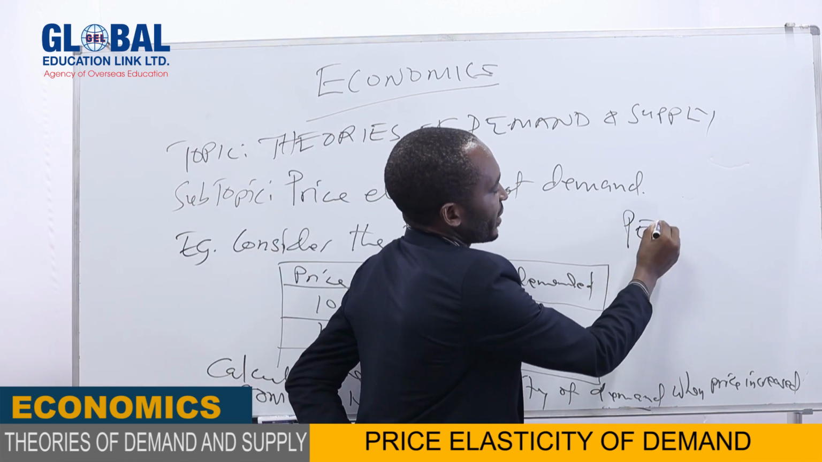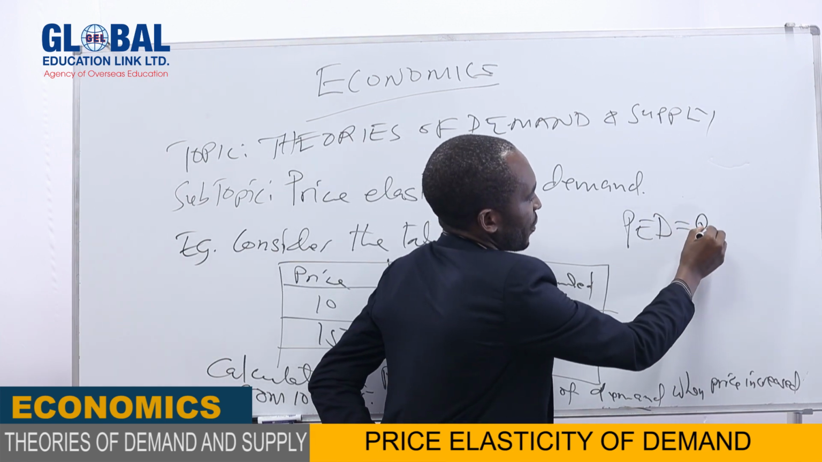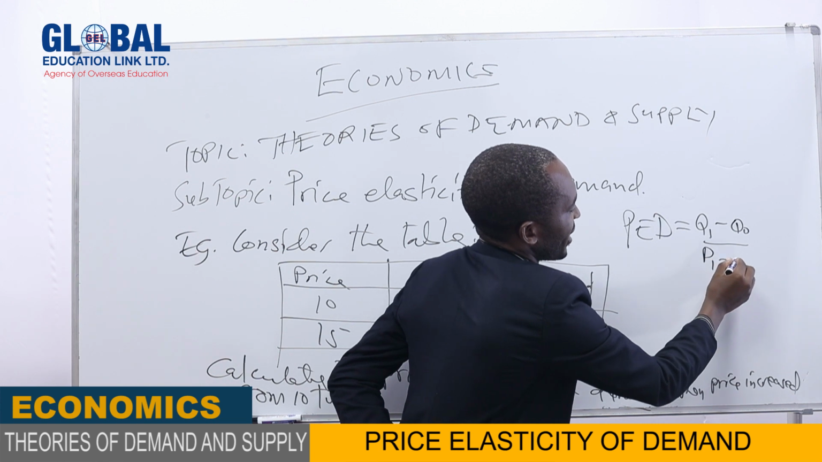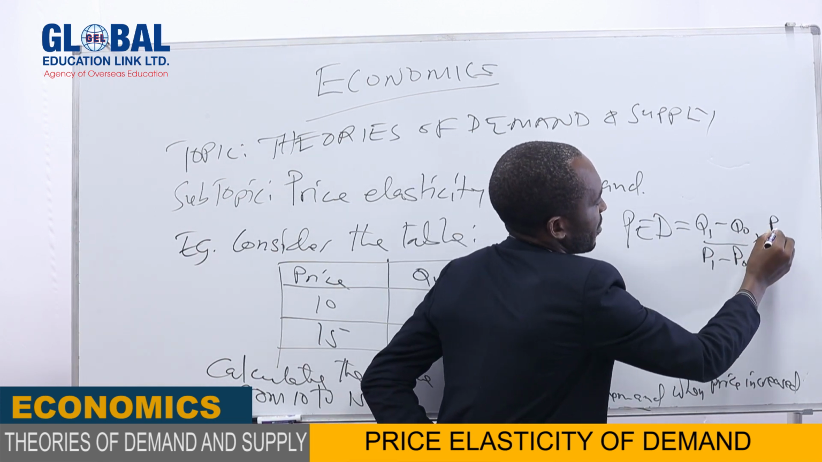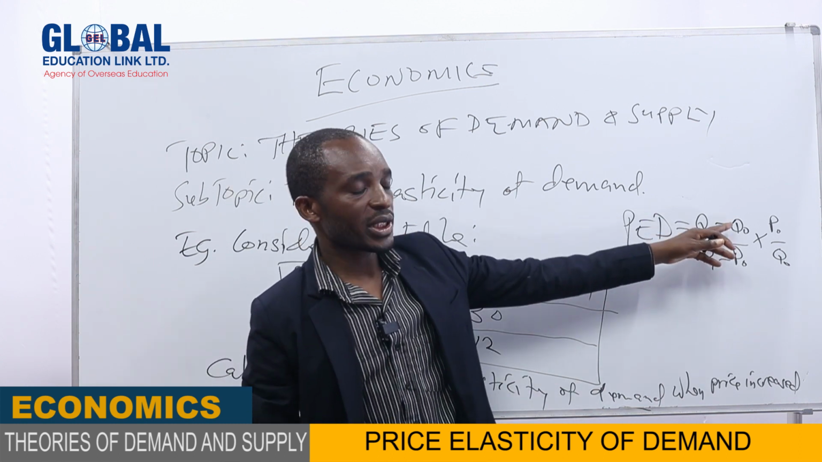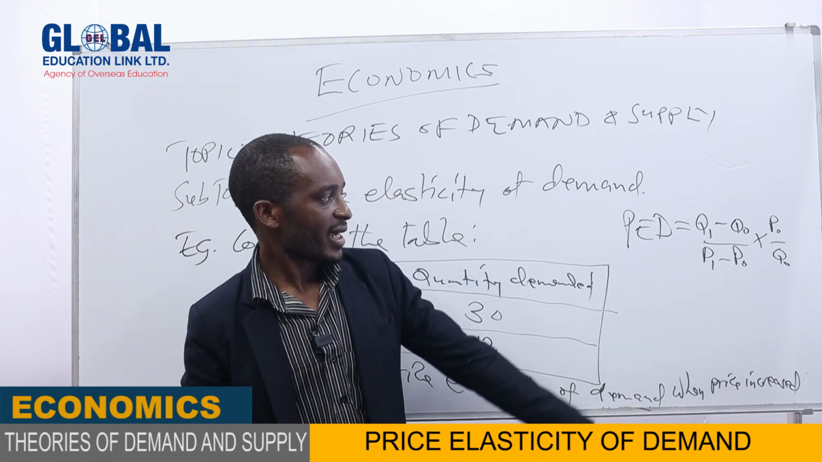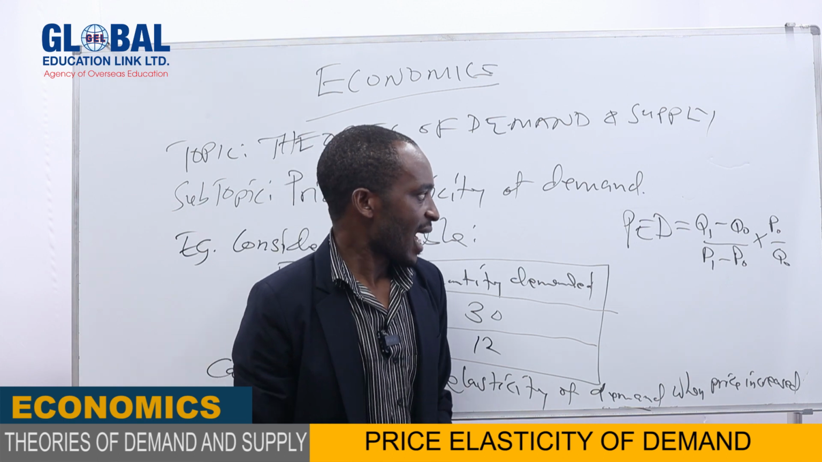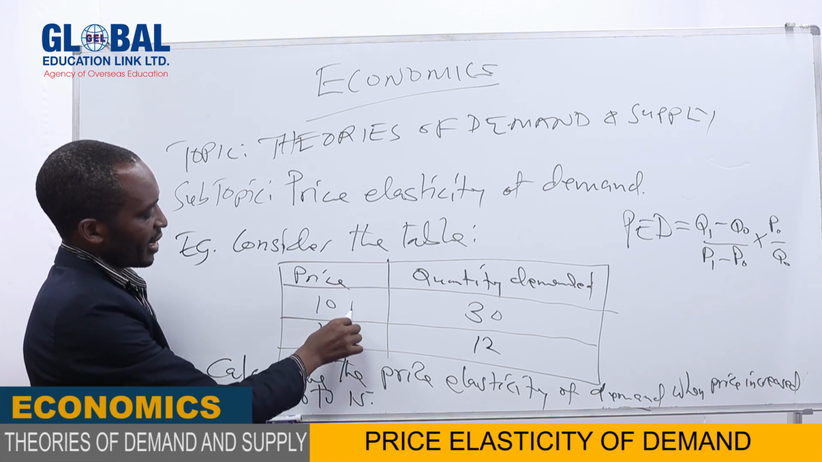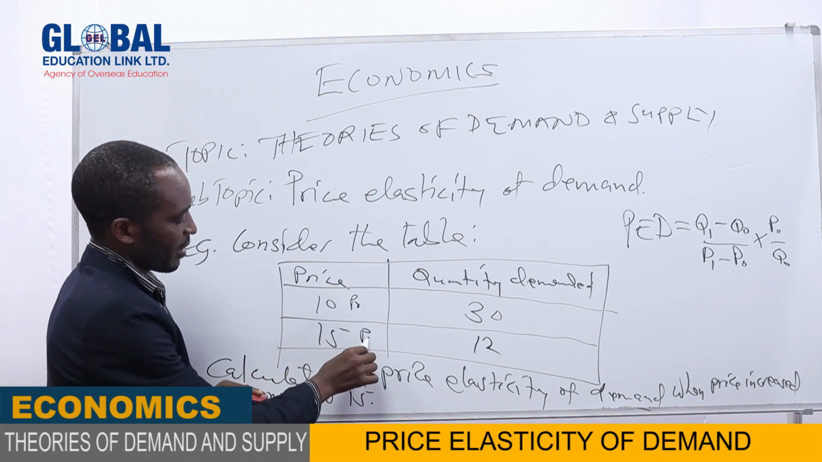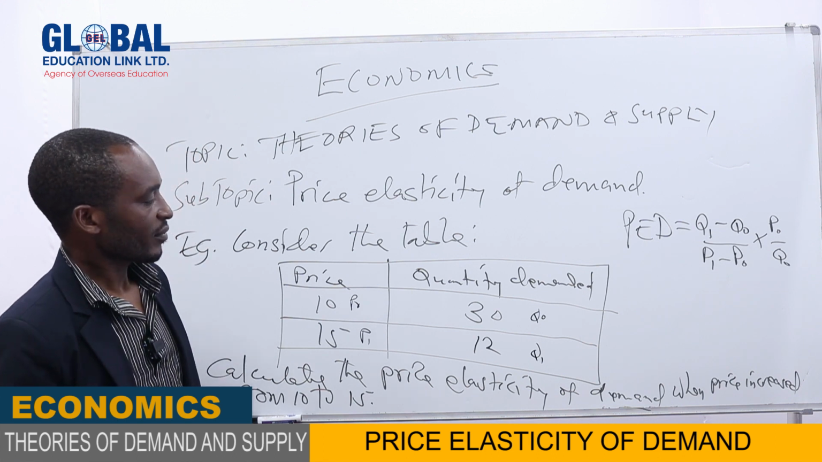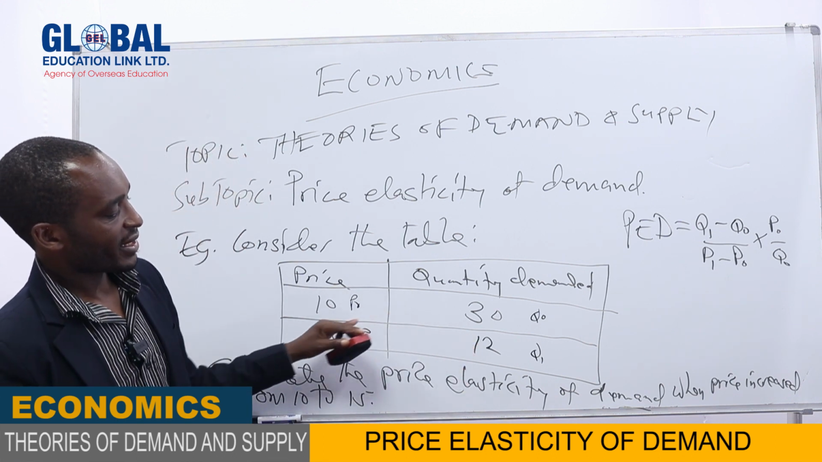We know price elasticity of demand equals Q1 minus Q0 over P1 minus P0, times P0 over Q0, where Q1 is the new quantity and Q0 is the original quantity before changing price, and P1 is the new price, and P0 is the original price. Now, from the table, the original price is P0, which is 10, and P1 is 15. Then 30 is Q0, and 12 is Q1.